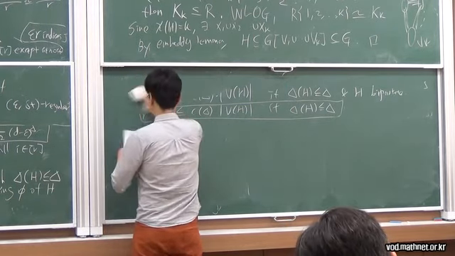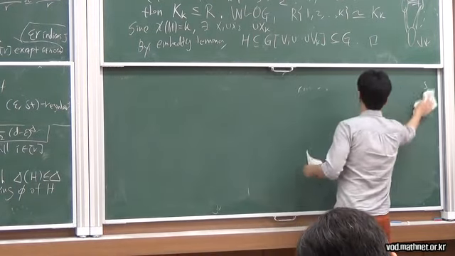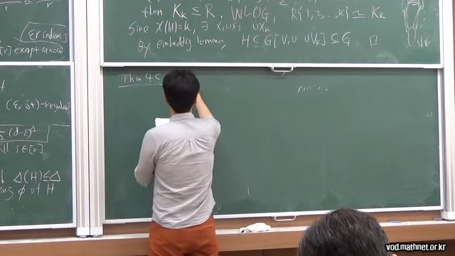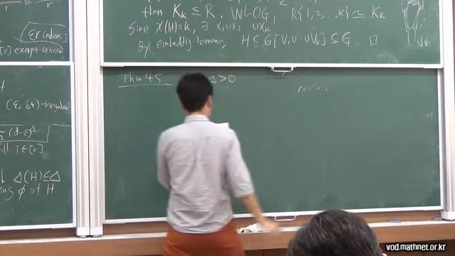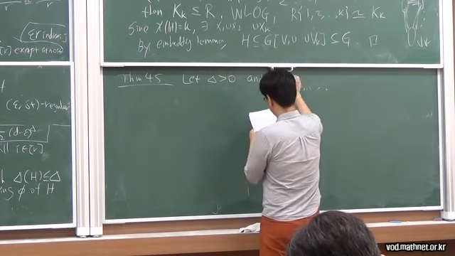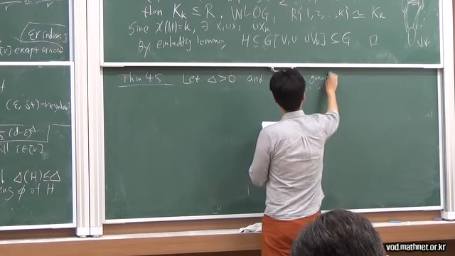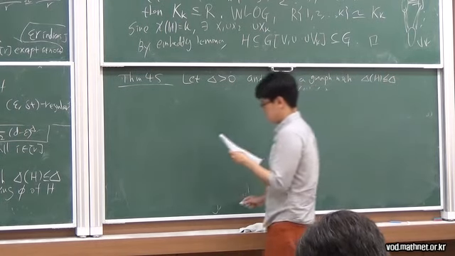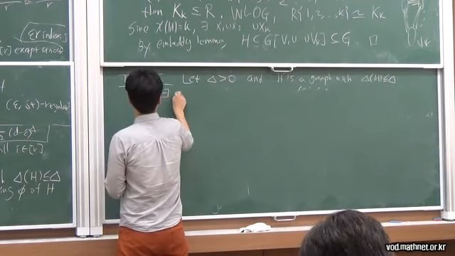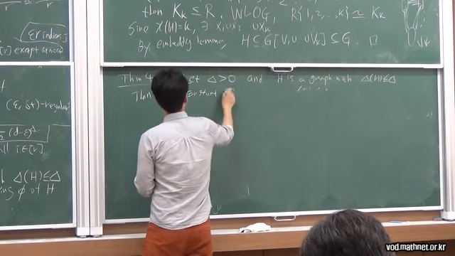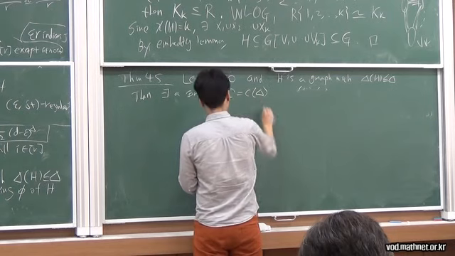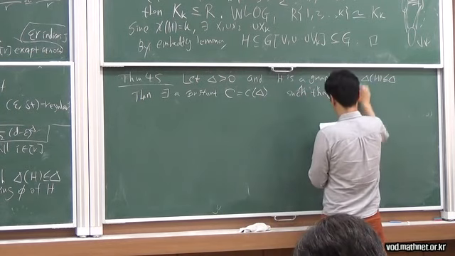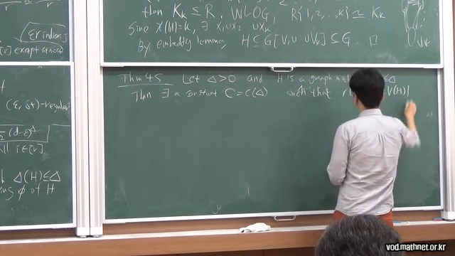So let me write it. Theorem 4.5 says that if we have this delta fixed, which is constant, and H is a graph with bounded maximum degree, then there exists a constant c which only depends on delta, such that the Ramsey number of H is at most c times the size of H.